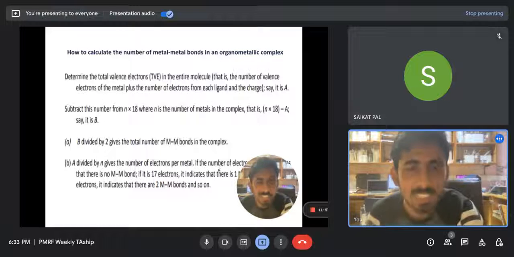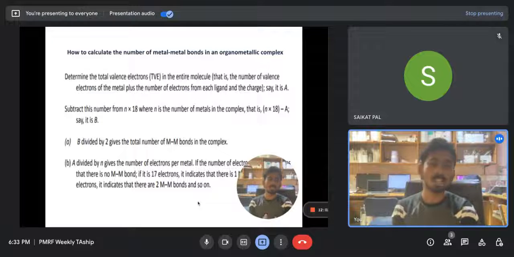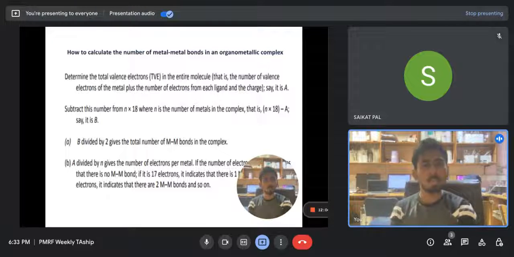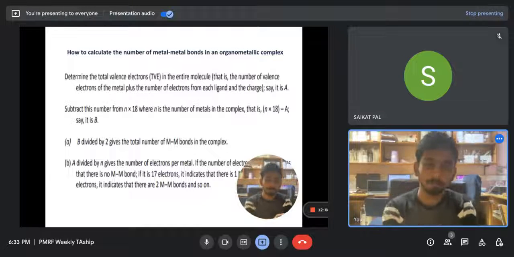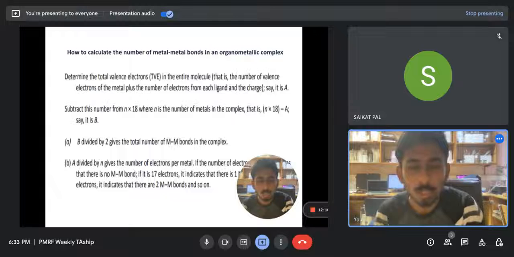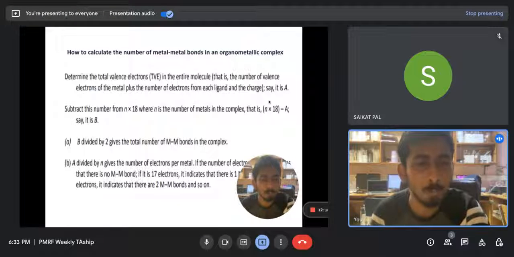If it is 17, then we subtract the number from 18 in each case. So if the number is 18, 18 minus 18 is 0. If it's 17, 18 minus 17 is 1, so there will be one metal bond. If the number is 16, we subtract it from 18. 18 minus 16 is 2, so that will be two metal bonds. So you can actually derive the formula from here only.